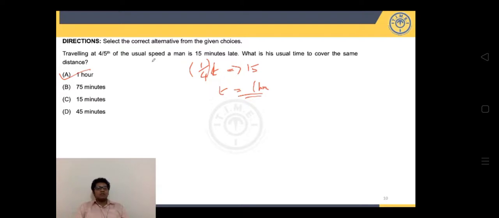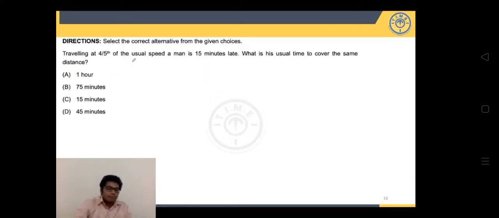If the question is reverse, when the speed is increased, say a man is traveling at 7/6 of his usual speed. Okay, so instead of 4 by 5, I'm saying the man is traveling at 7/6 of the usual speed. So he's actually increasing the speed. Therefore, the time will reduce. Therefore, he's early by, say, X minutes.